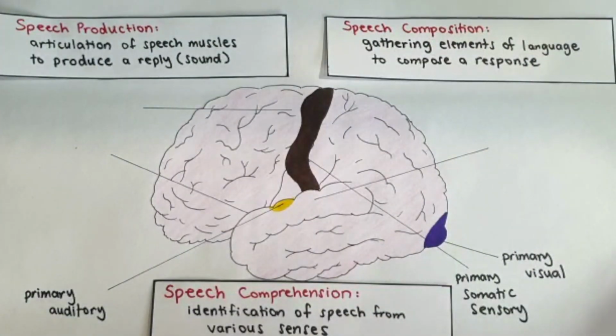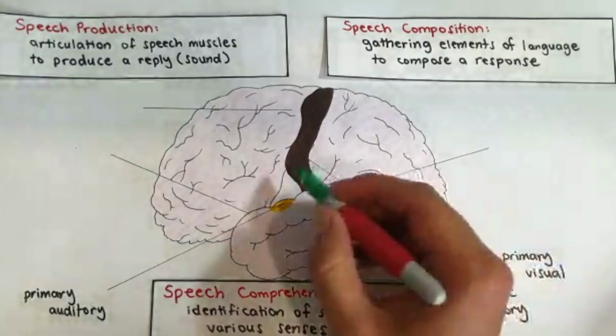So we now move on to speech composition, which I define as gathering elements of language to compose a response. Now, this happens at a very broad and large area, which is located in the temporal lobe, and it is known as the Wernicke's area.